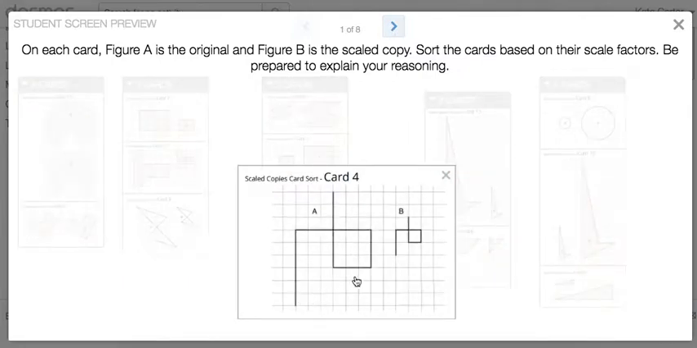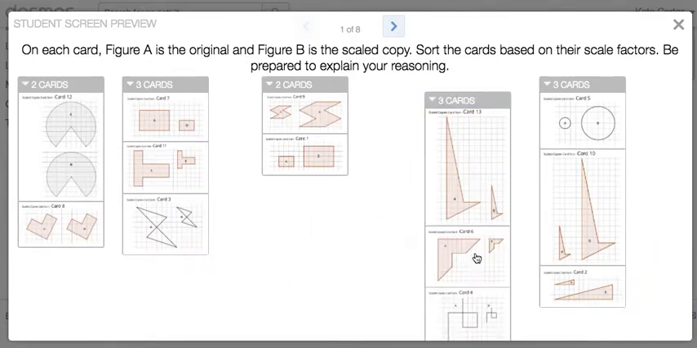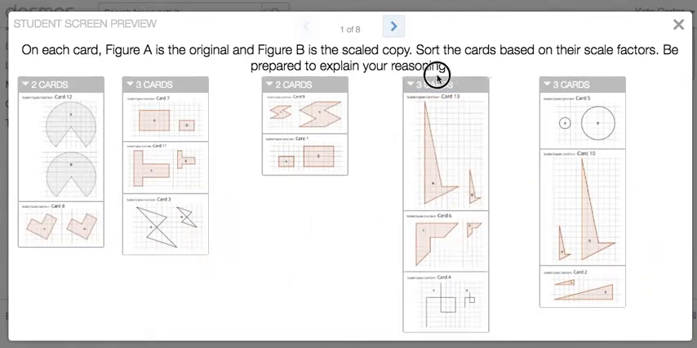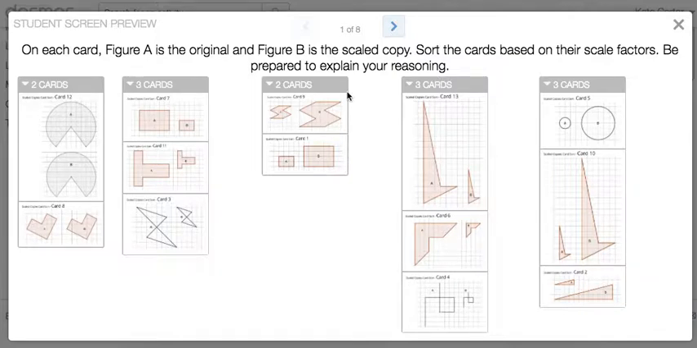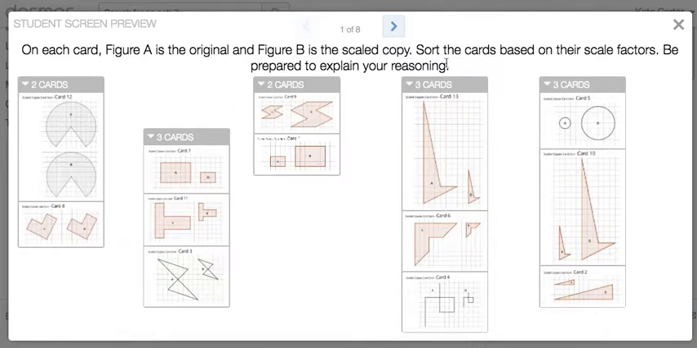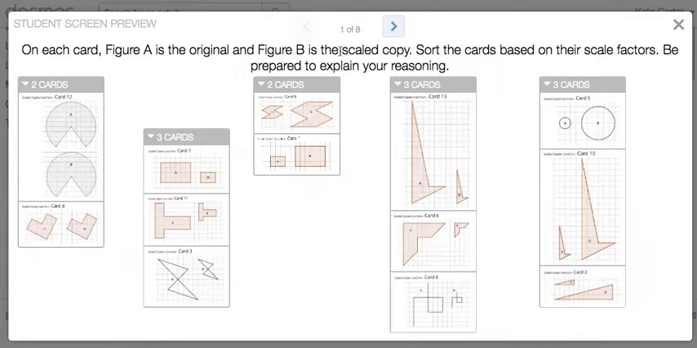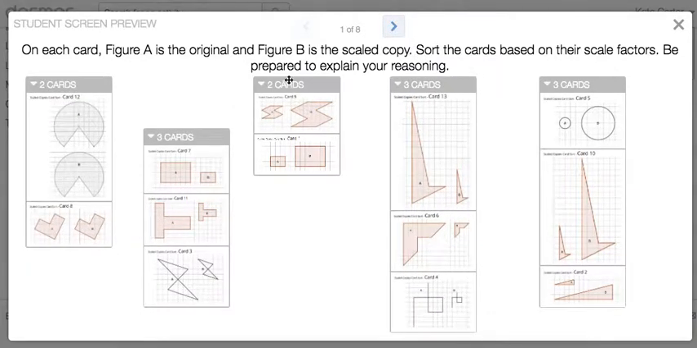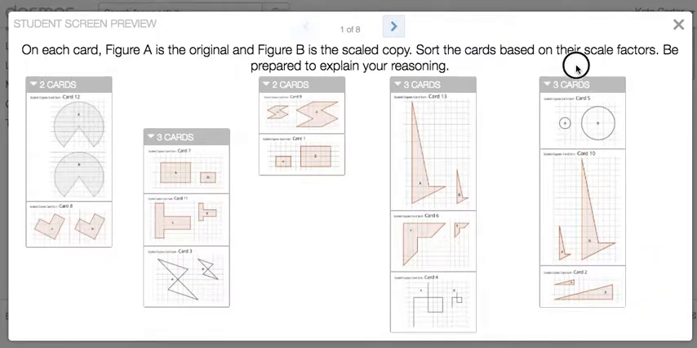And then 1, 2, 3, and notice I'm just finding a length that I can look at easily to compare because I already know they're scale copies. So 1, 2, 3 down to 1, 1 is 1/3 of 3. So I have everything sorted. We have our scale factors of 1/2, 1/3, 1, 2, and 3.